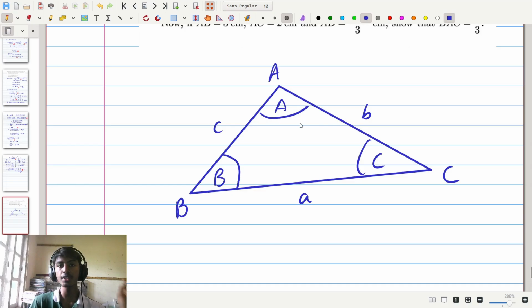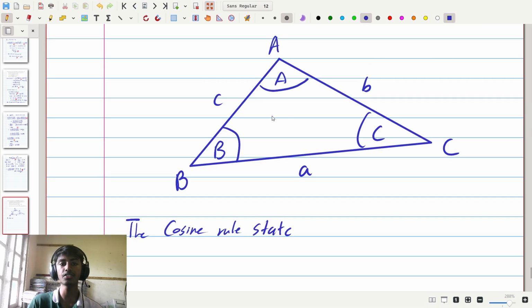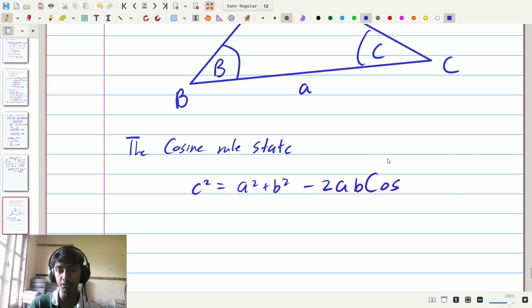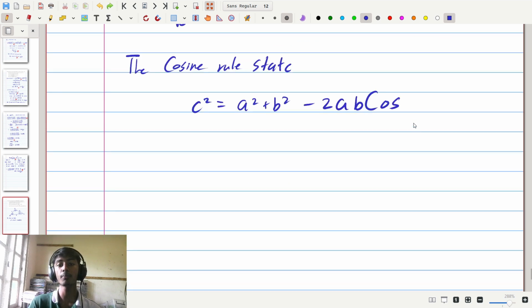Now given this setup, the cosine rule states that for any side length, let's say c squared, is equal to the sum of the other two side lengths squared, so a squared plus b squared, minus 2 times the product of the side lengths, so a times b, times the cosine of the angle between those two side lengths, which for a and b is going to be the angle capital C. So minus 2ab cosine capital C.